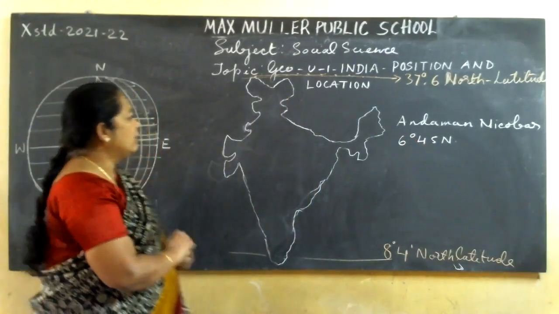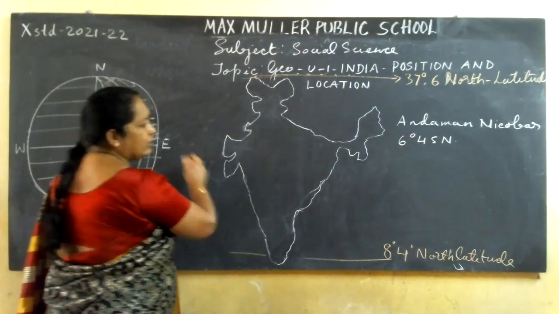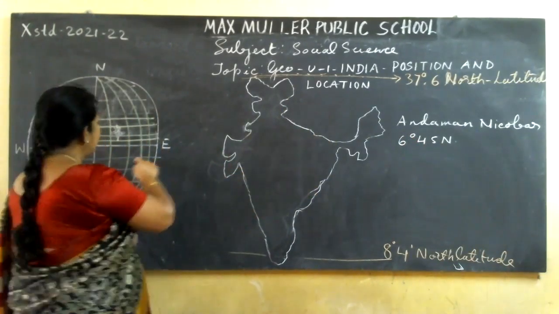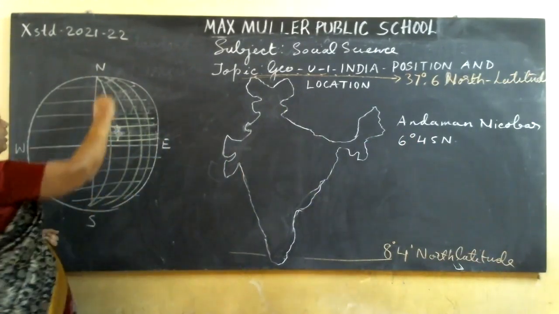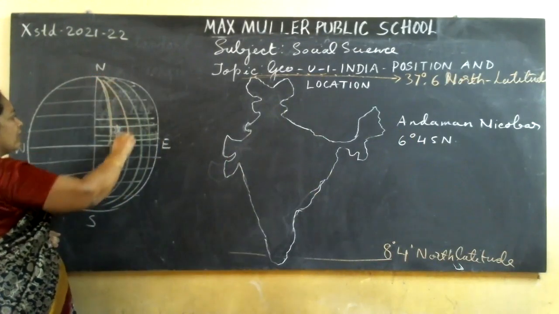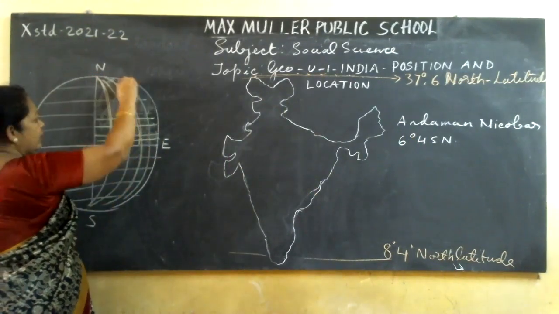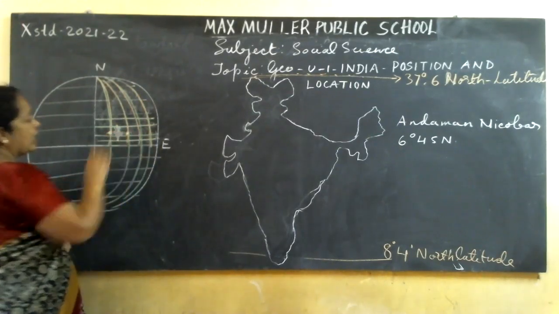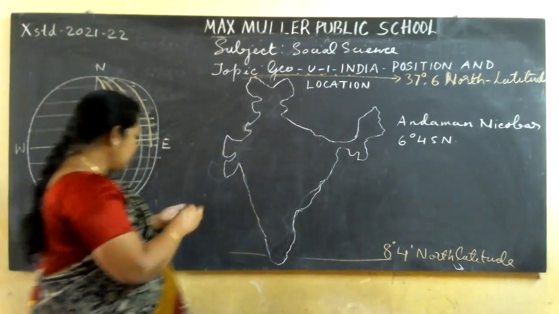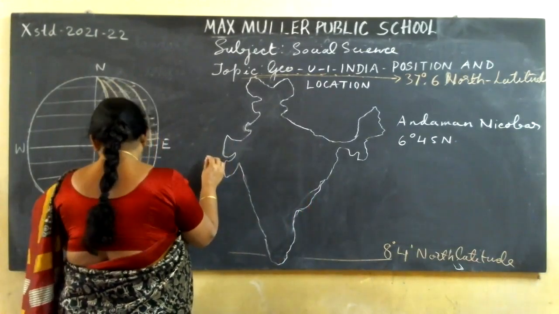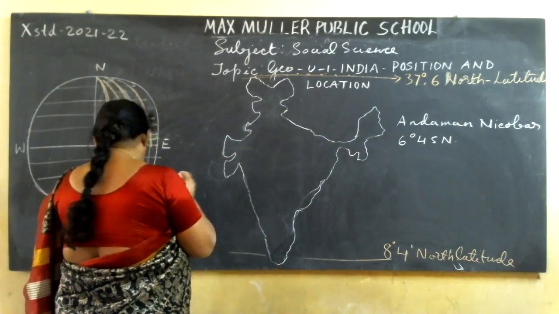Then from here, if you are seeing longitudinal wise, this is longitude, right? If you see the longitudes from this end to this end, these are eastern longitudes.